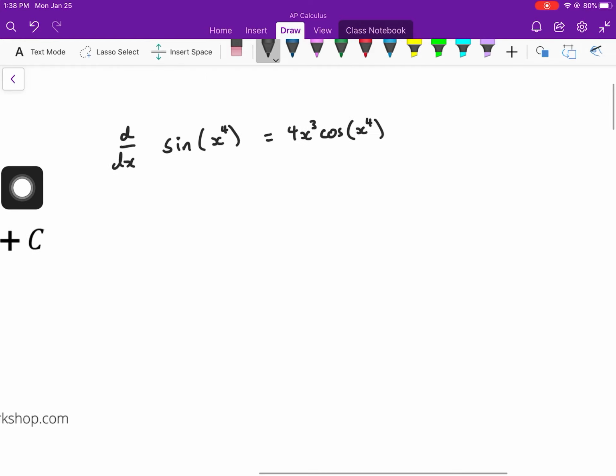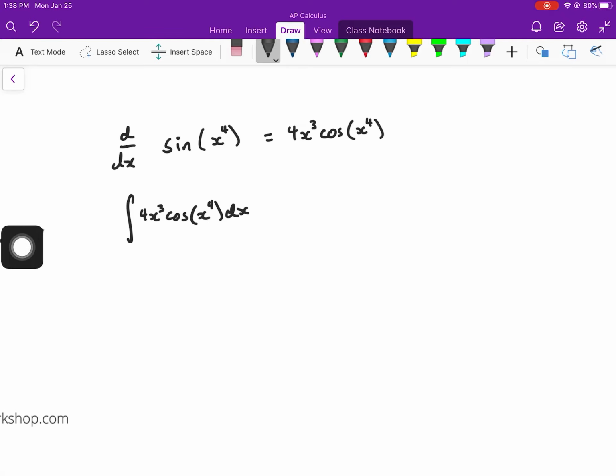So if we're going to integrate 4x cubed cosine of x to the fourth, and I'm not going to go through this, but if we were to take the antiderivative of this, you know we're going to end up with sine of x to the fourth, and then, of course, plus c. That's what we're going to end up with, because we just took the derivative of sine of x to the fourth and got this here. So we're going to have to identify, hey, what's the inside function? And if we divide by it, we'll cancel this out. Remember, because this is what got spit out when we did the chain rule.